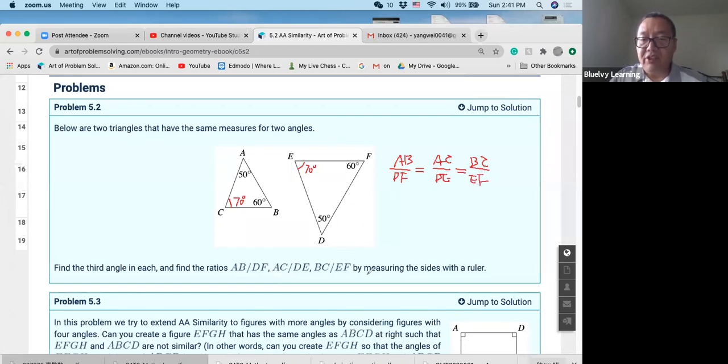Then say they ask you to measure the sides with a ruler. You can measure, say, what is this ratio? You measure each side, then you can get this ratio. Now, everybody, if you have a ruler, measure it and say what answer you got. What is the ratio you got here?